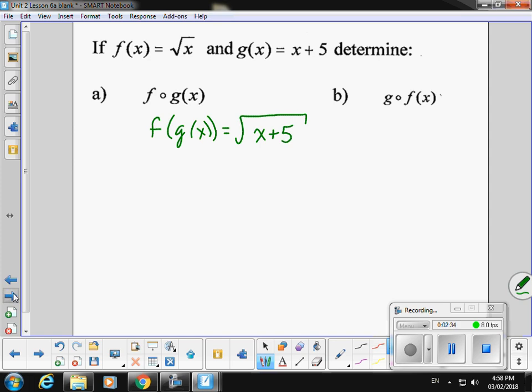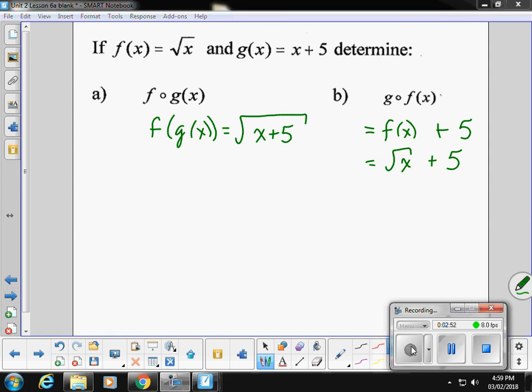Whereas g o f is take something and add 5 to it. So that would be root of x plus 5. Again, we get to a different place depending on which one is the primary function.